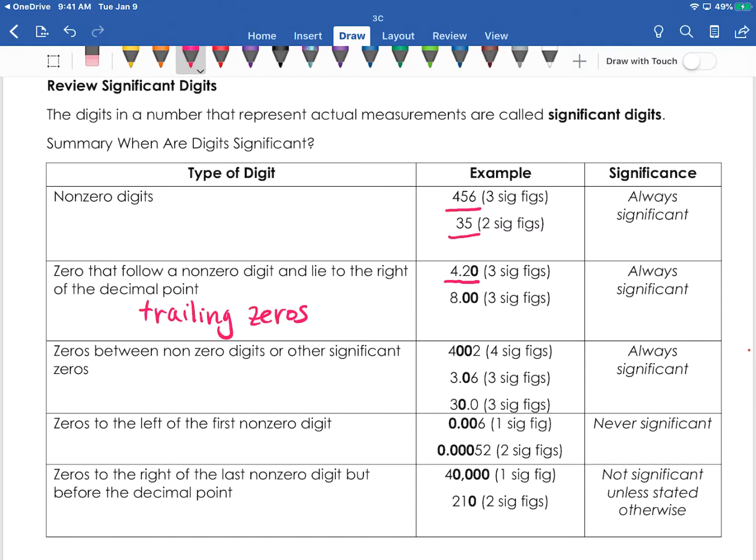So any trailing zeros is going to be considered significant. So this 4.20 number has 3 significant digits. In this case, the 0 is included as a significant digit.